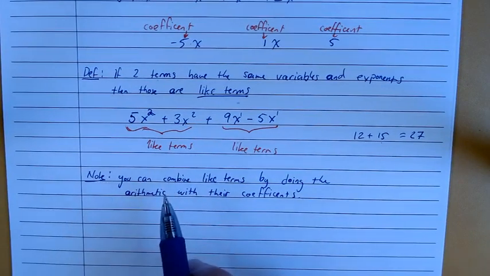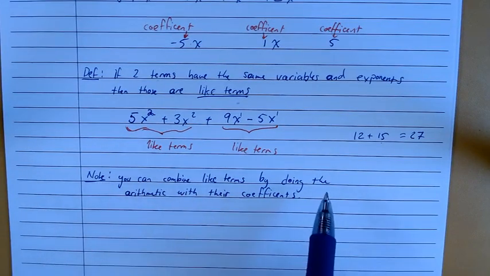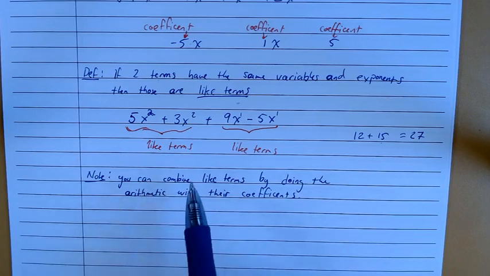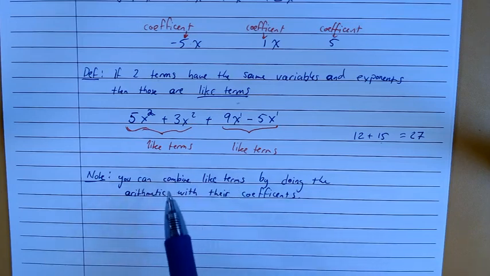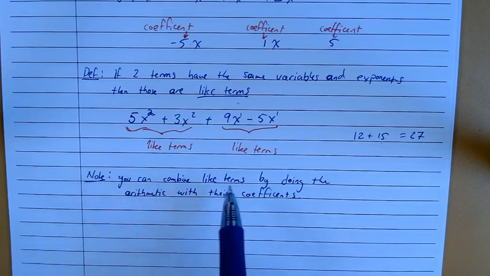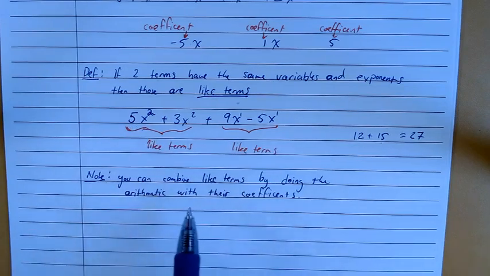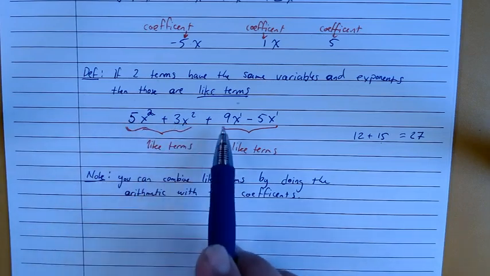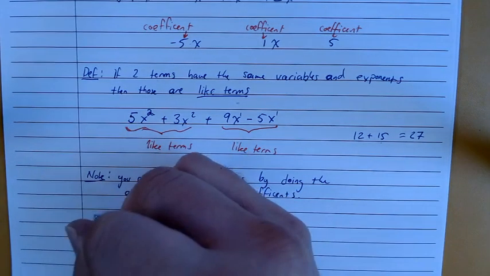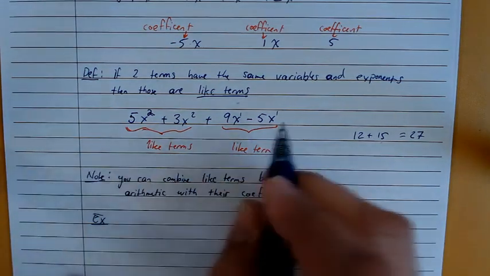Oftentimes you think computation, numbers are all that matter, but a lot of times vocabulary is important because here there's several vocabulary terms that unless you're familiar with them, it's hard to figure out what we mean. You combine like terms. Oh, what do you mean like terms? Oh, these are like terms and these are like terms. By doing arithmetic with their coefficients. What are coefficients? Those numbers right there.